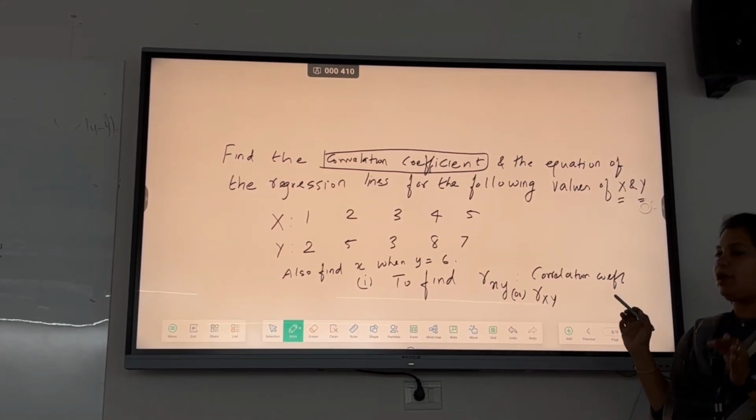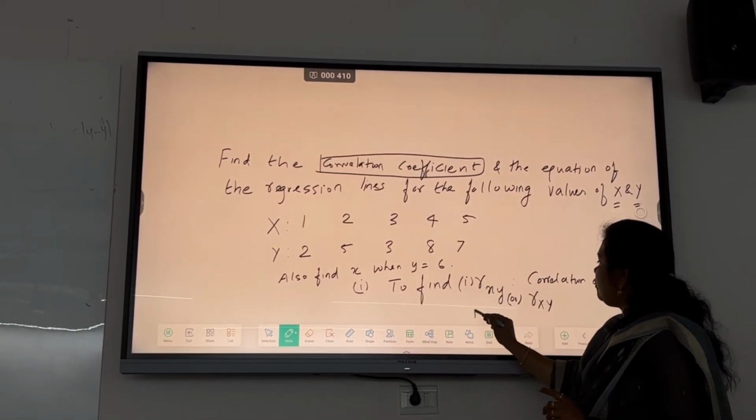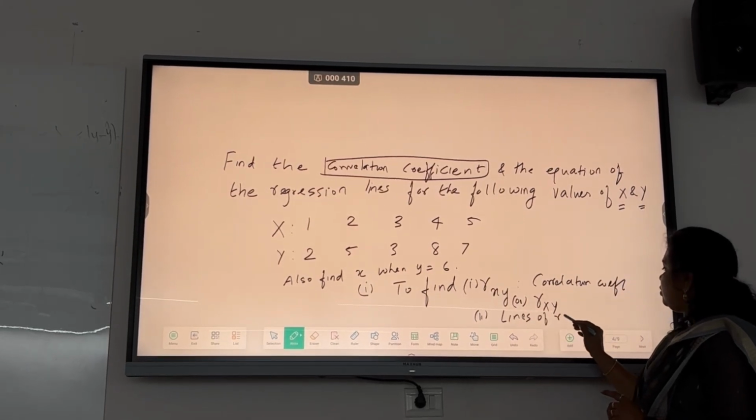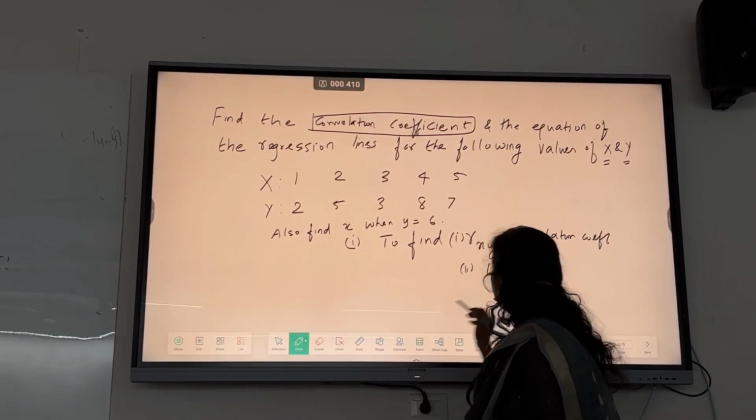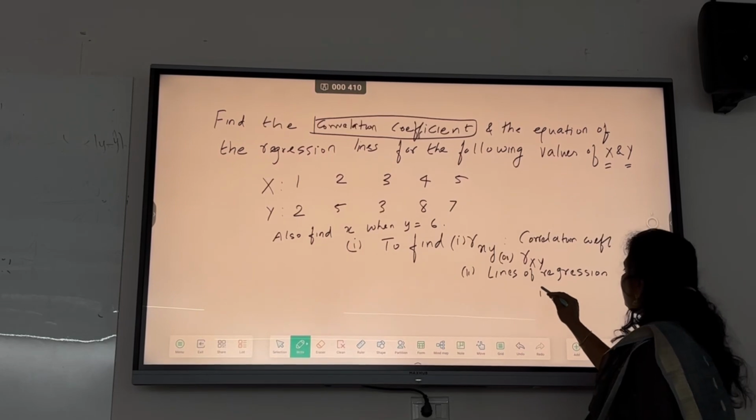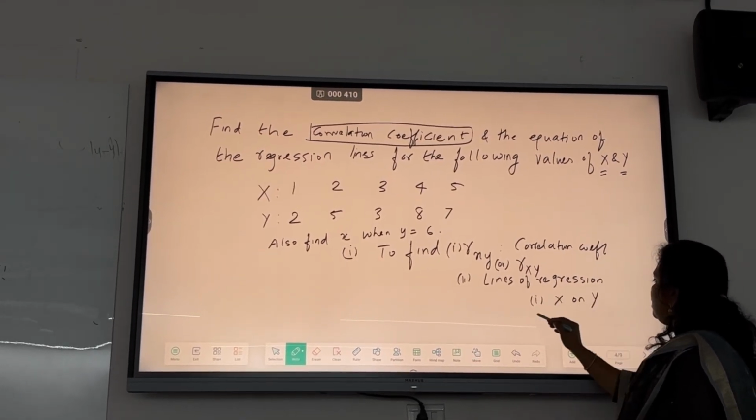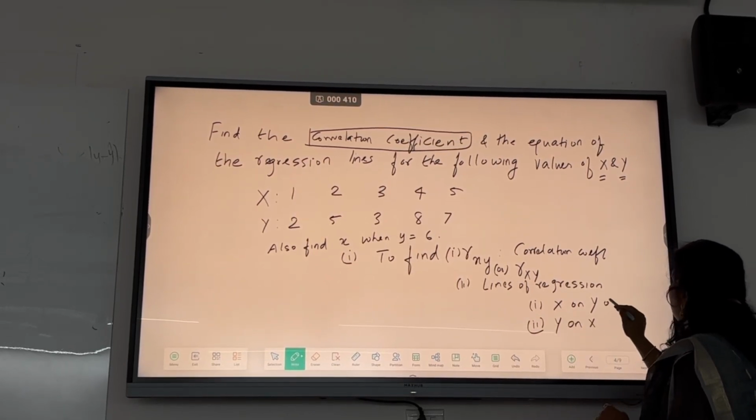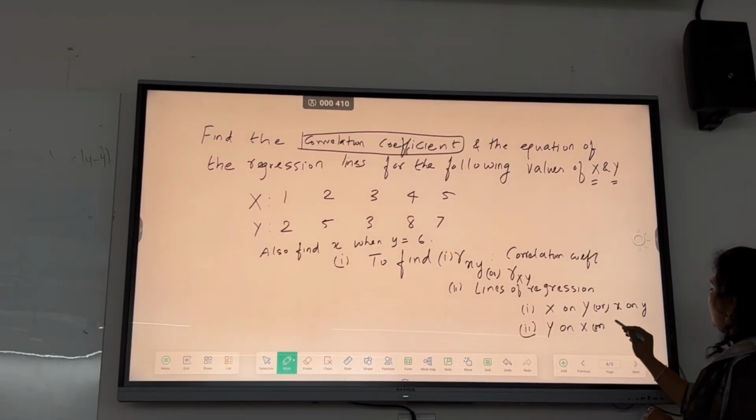That means 3 parts we have to find out. First one is correlation coefficient. Second one is the lines of regression, which means you have to find x on y and y on x. So both you have to find out. If you want to change the notation according to the formula, x on y or y on x.